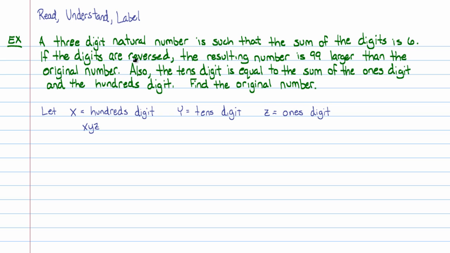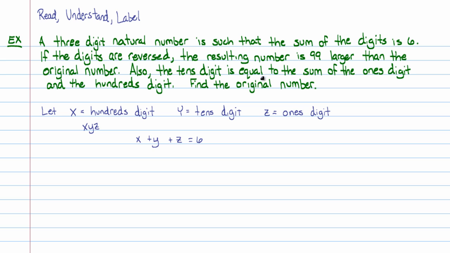Now let's use these variables to figure out this problem. A 3-digit natural number such that the sum of the digits is 6. That means X plus Y plus Z is equal to 6. That's our first equation. That was pretty quick.